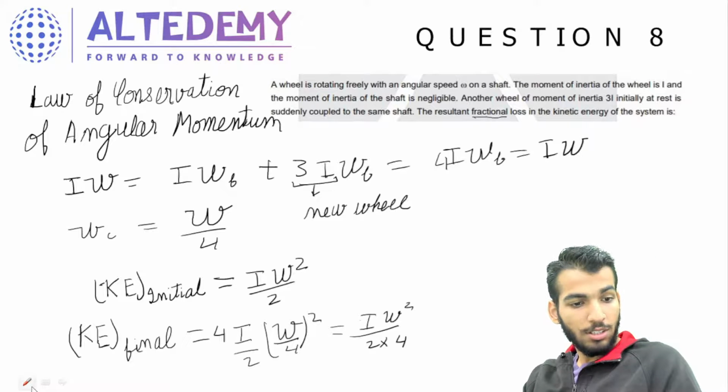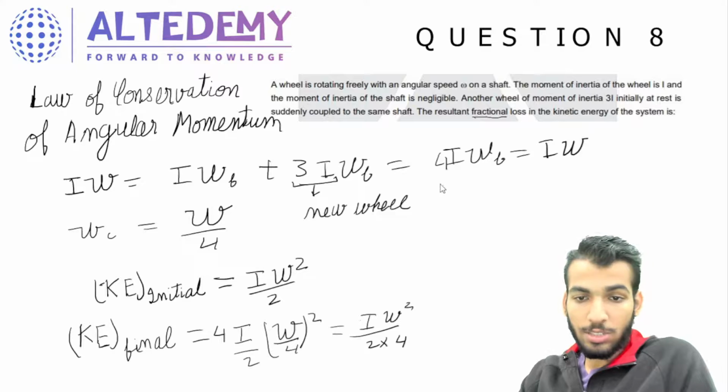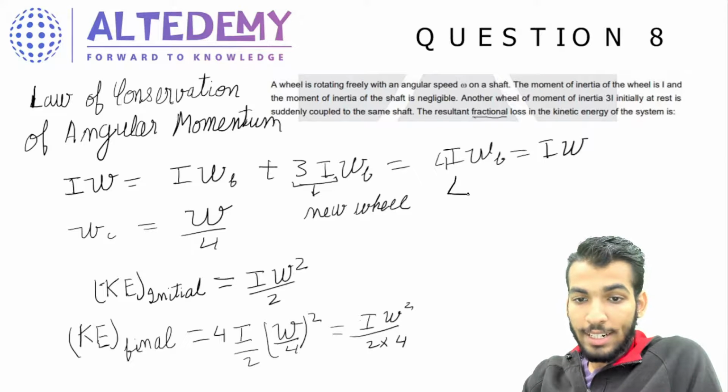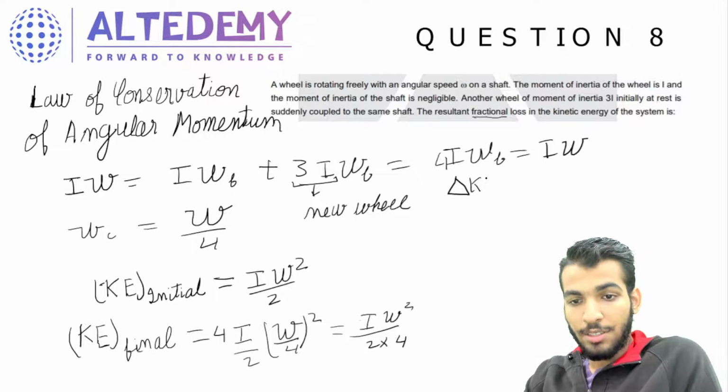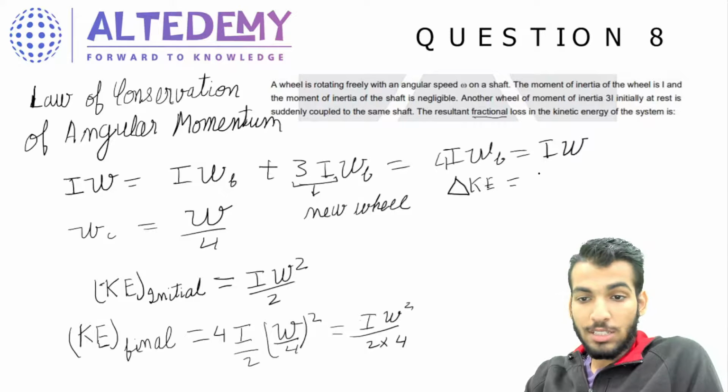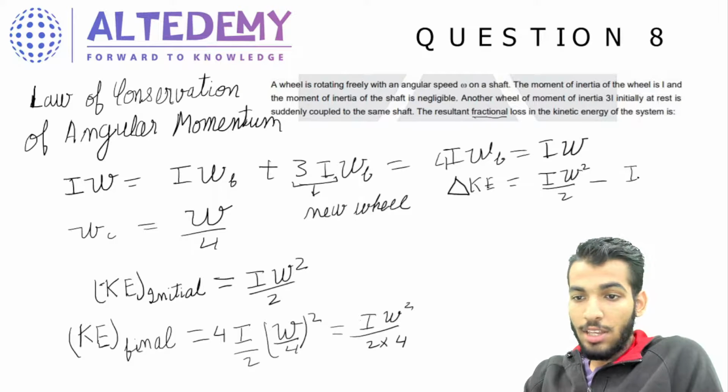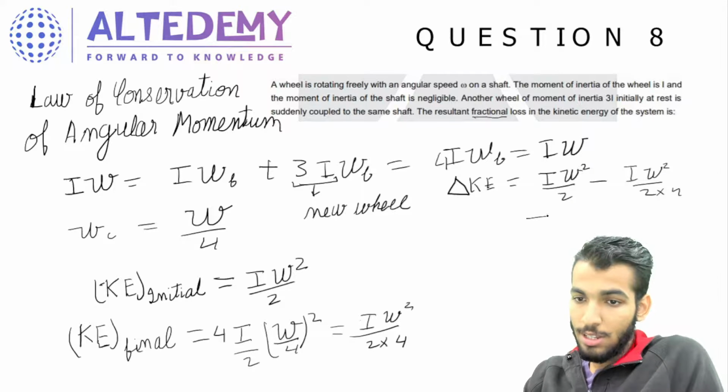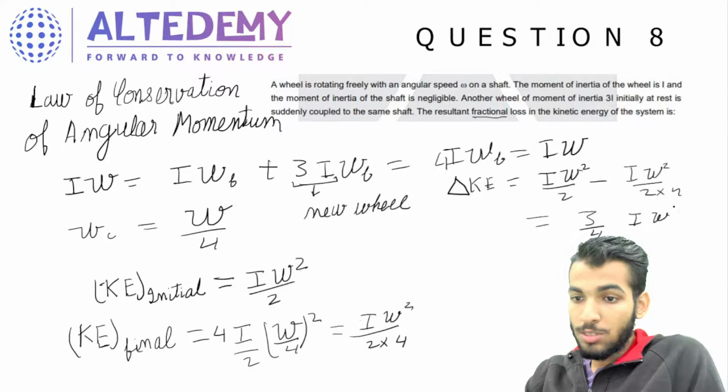So this is our K final. What will be the loss in K? Loss in K, that is delta KE, shall be equal to initial minus final. That means I omega square upon 2 minus I omega square upon 2 into 4. We gotta take I omega square by 2 as common, and this will render you 3 by 4 into I omega square by 2.